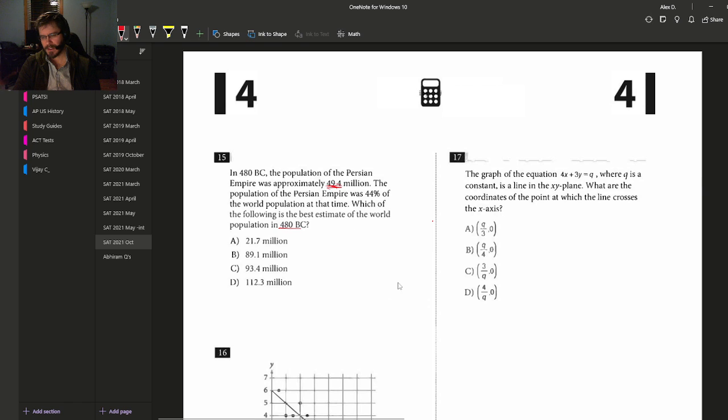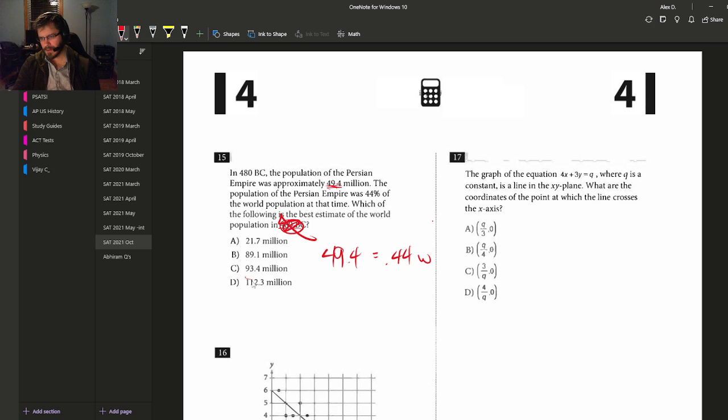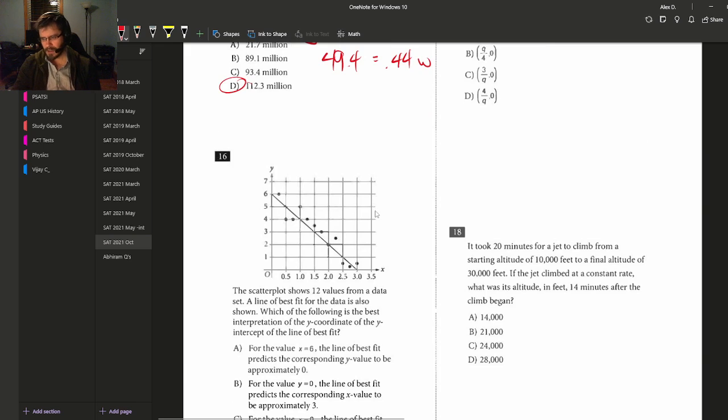49.4 million. Alright, so Persian Empire is 49.4 million. I don't even know what I was trying to do before. 49.4 equals 0.44. Yeah, 480 BC is just the time period. That's a distraction. World. So divide that over. 49.4 divided by... 0.44112. There we go. Alright.